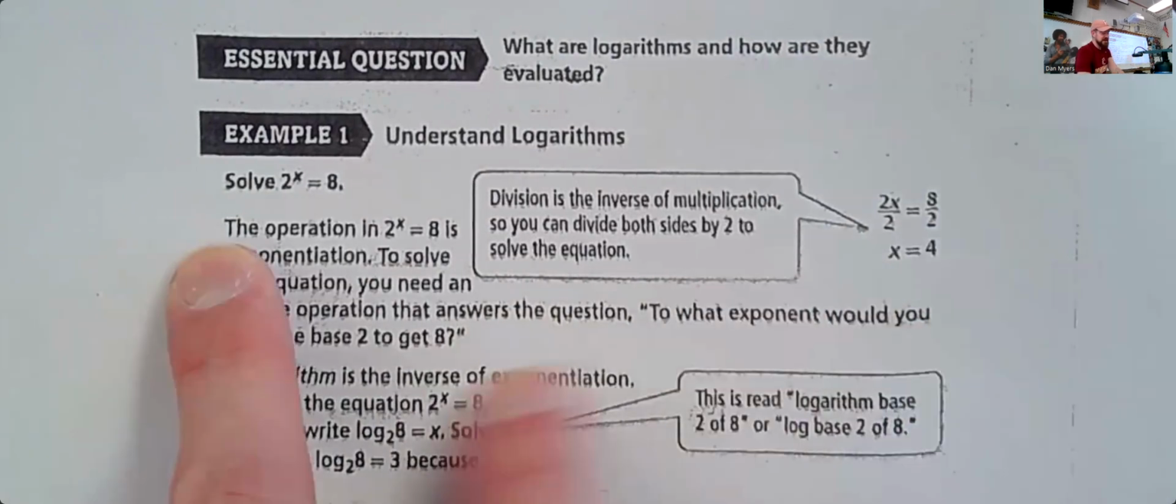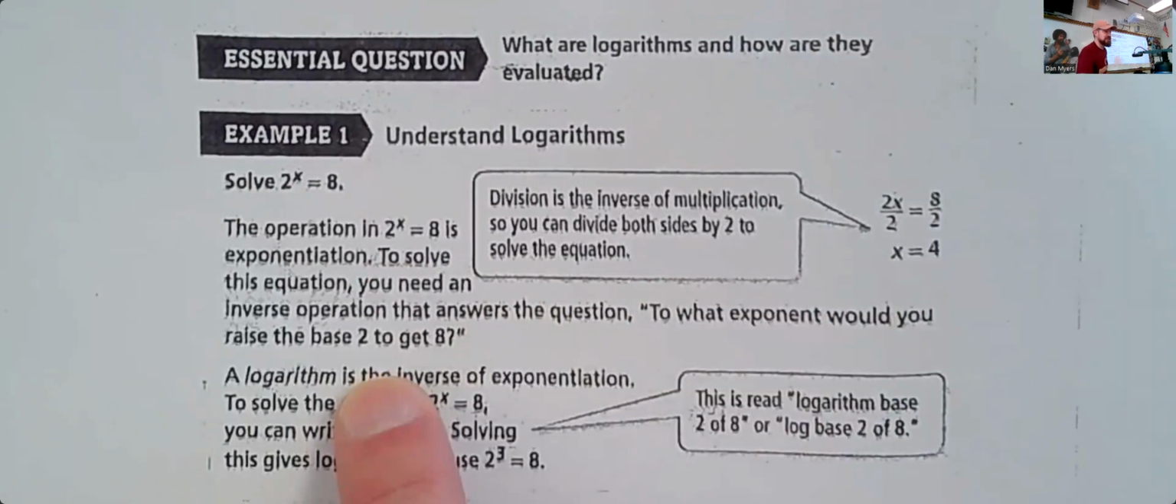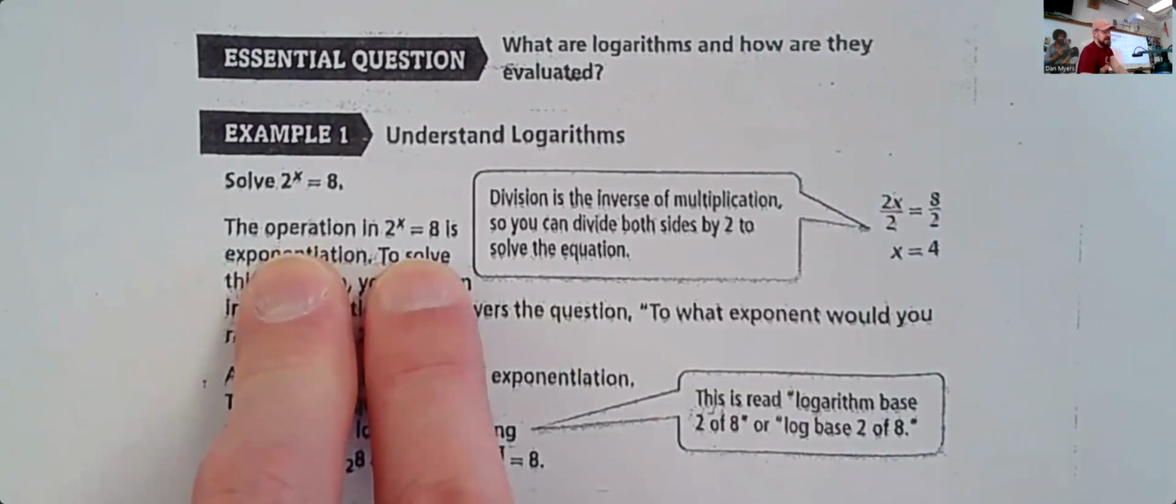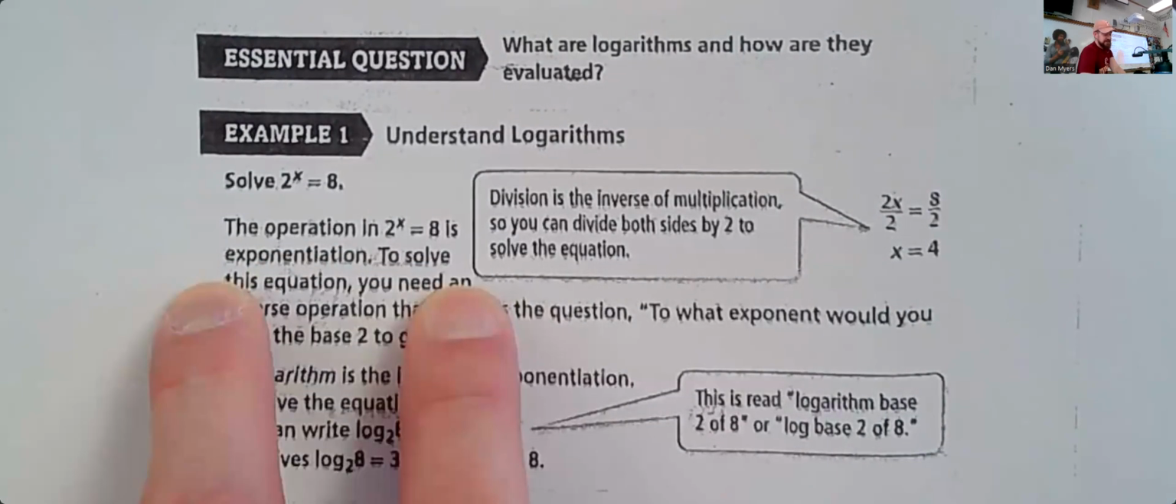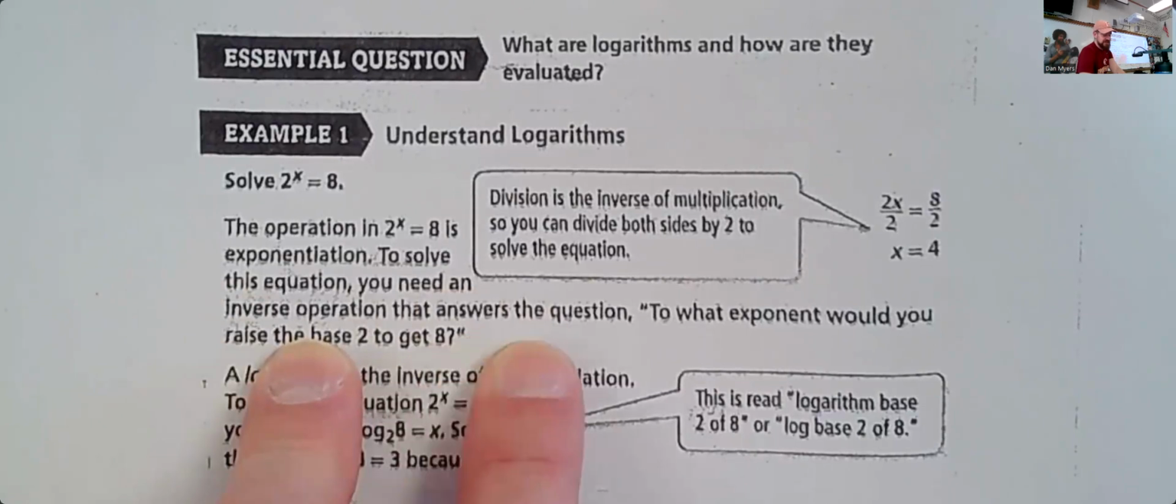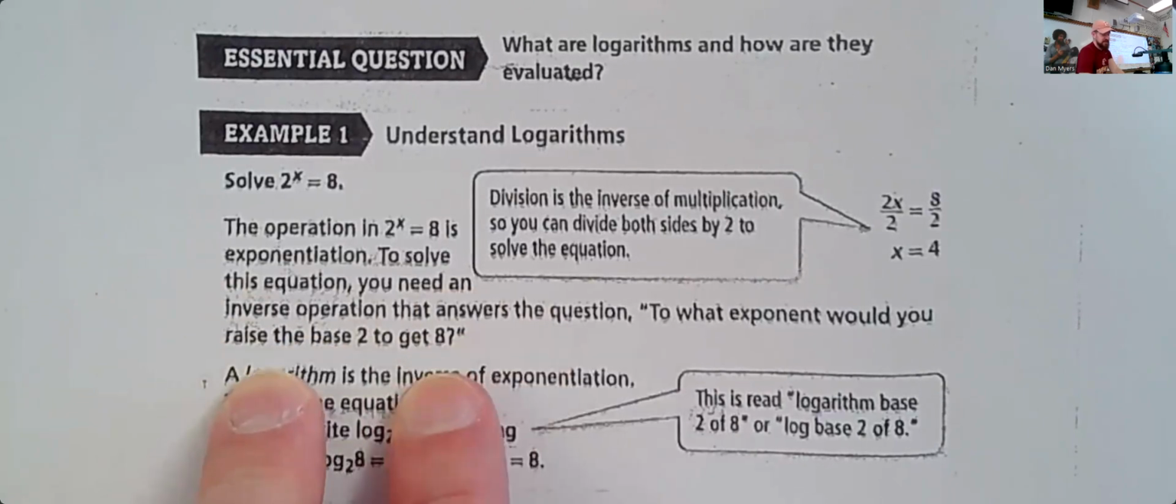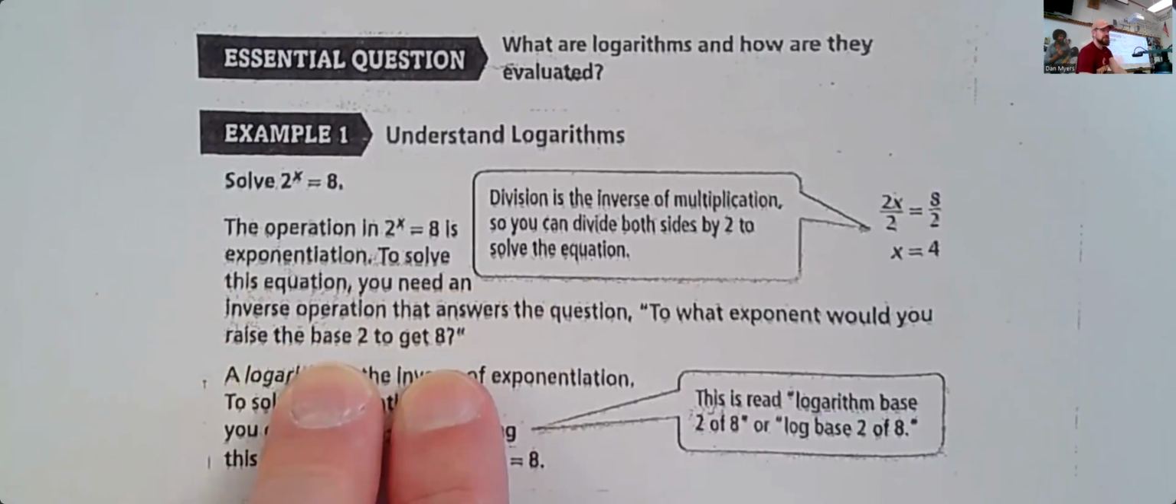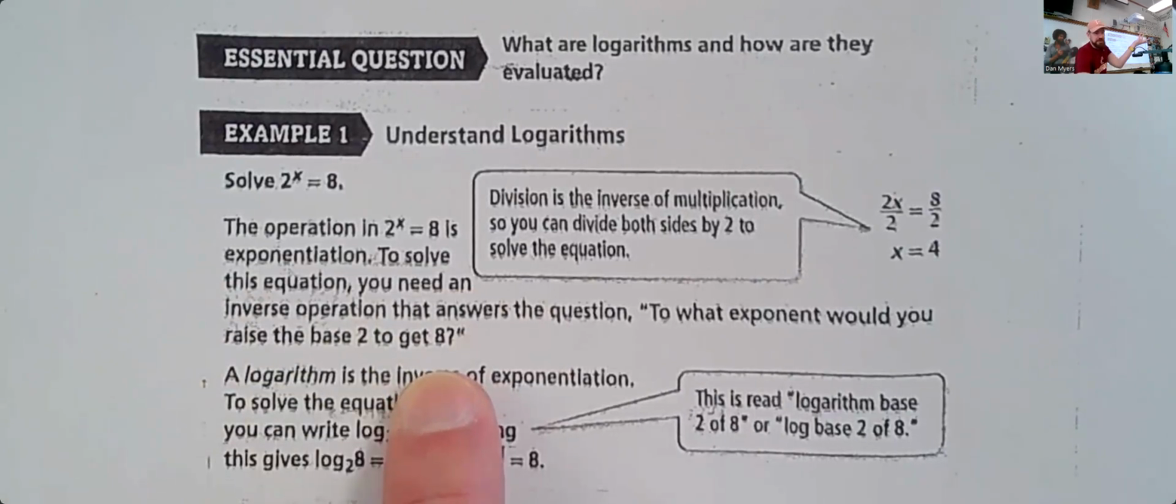But because that is not multiplication, it is exponential. Listen up, guys. 2 to the x equals 8 is exponential, is an exponentiation. To solve this, you need an inverse operation that answers the question, to what exponent can you raise the base of 2 in order to get 8? Which is the xth root, right? That's what we were talking about.